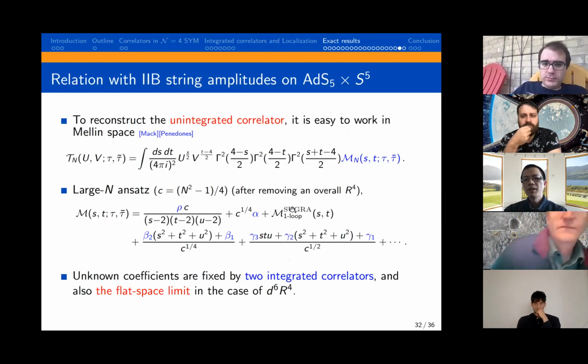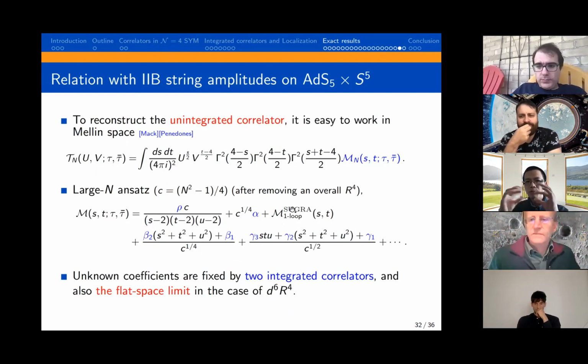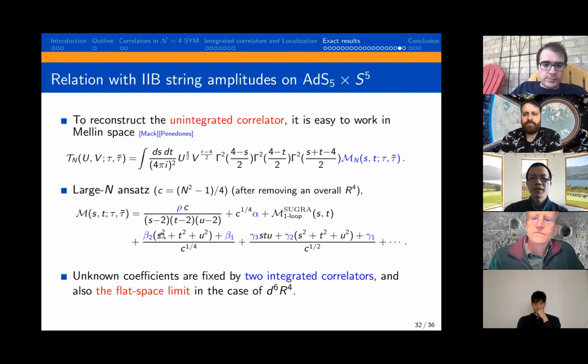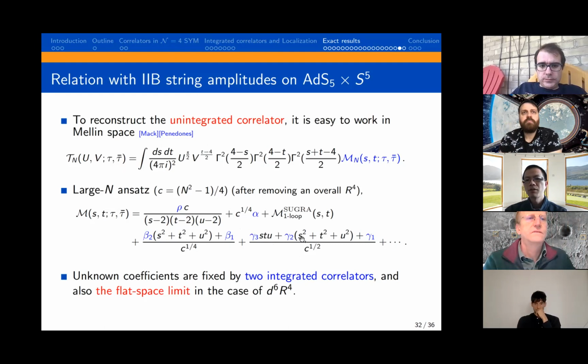Then there's one loop by gluing, say, supergraviton. Then there's D4 R to the 4. So D4 R to the 4 in flat space is just S squared plus T squared plus U squared. But in AdS space, because there's an AdS radius, you have another dimensionful parameter, so you can have a constant. Similarly, for the D6 R to the 4 in AdS space, you can have 6 derivative, 4 derivative, and a constant. So this is an ansatz from some knowledge about how this effective action looks on AdS5 cross S5.